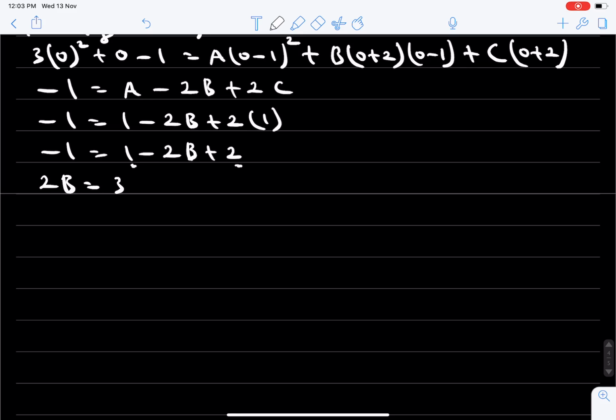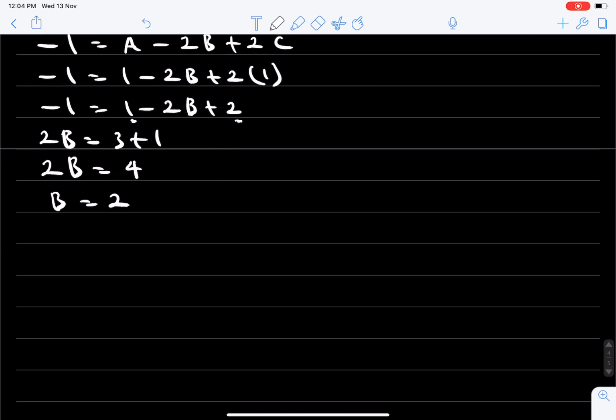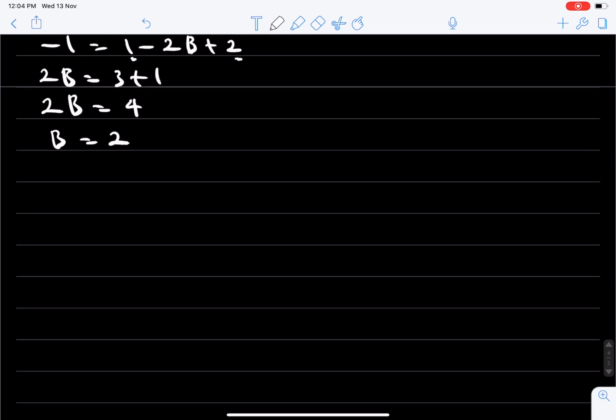And when you take this minus 1 to the right hand side, it becomes plus 1. What I did was bringing minus 2 to the left hand side and taking minus 1 on the left hand side to the right hand side. So that means 2B equals 3 plus 1, which means 2B equals 4. And this means B equals 2. So we have all the constants.